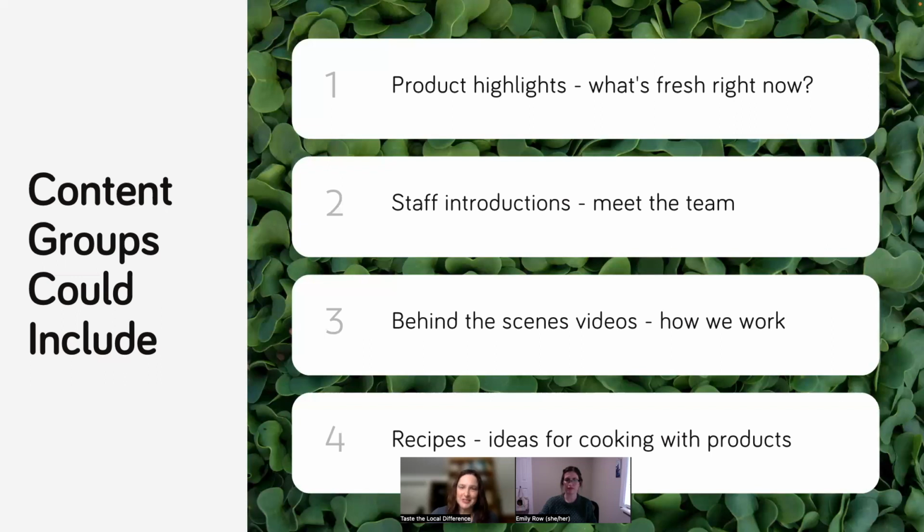And then recipes. Everyone loves a good recipe. It's a great way to sell more food, to tell people what to do with it, because sometimes that's a sticking point in making a purchase if they're not quite sure how they're going to use something.